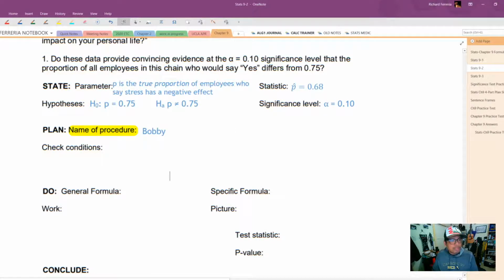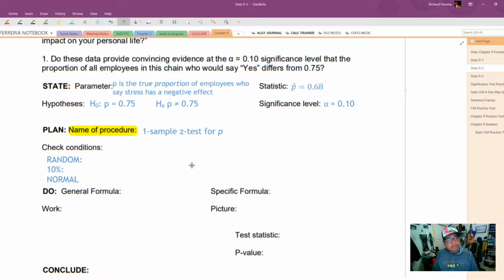So we're going to name the procedure Bobby. Just kidding, it's a one sample Z interval for P. The 3 conditions we need to check for every one of these hypothesis tests are going to be random, 10%, and normal. Let's go one by one.